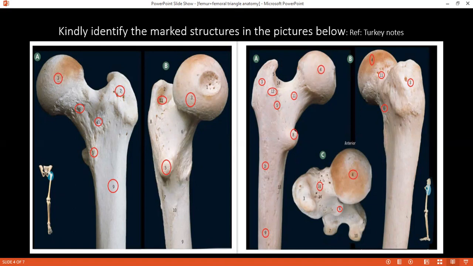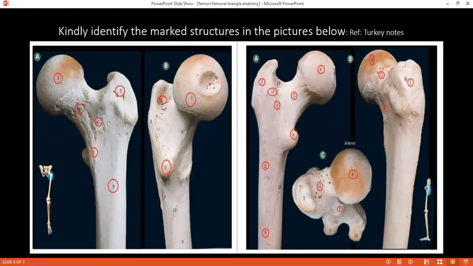Sorry, I forgot. Okay, we'll move on. Doesn't matter. Can you please tell me what 9 is? This is the shaft of the femur. Surgical neck of femur. Shaft of femur. Okay.